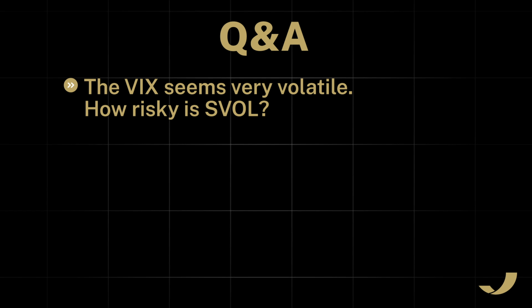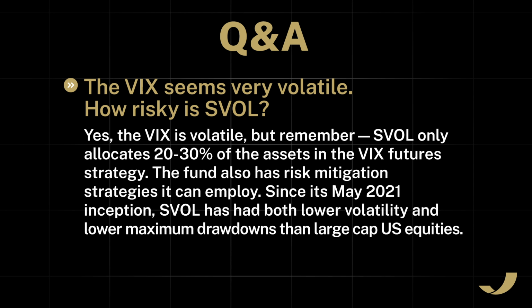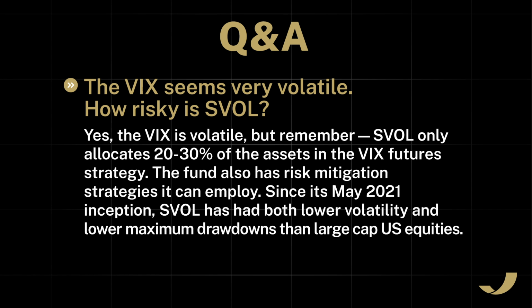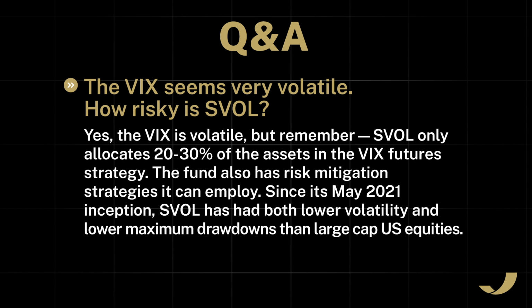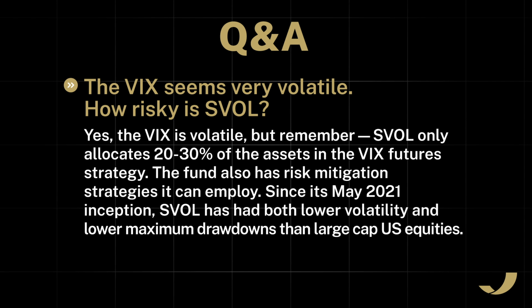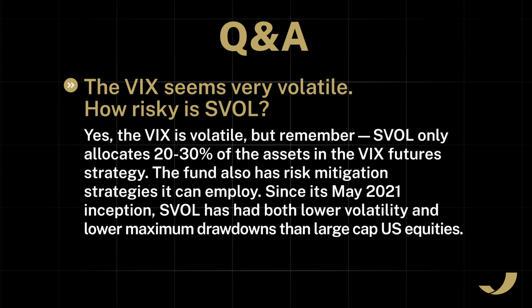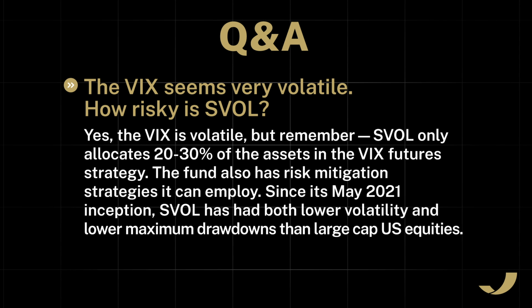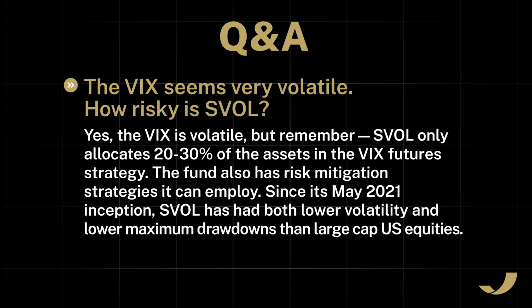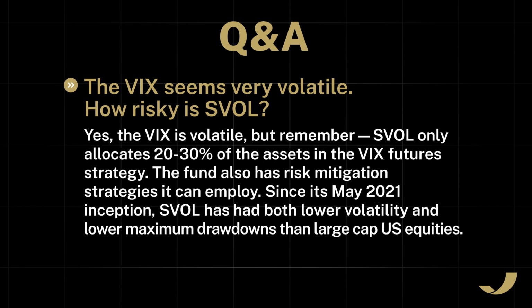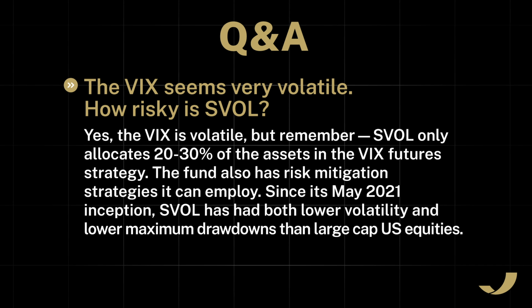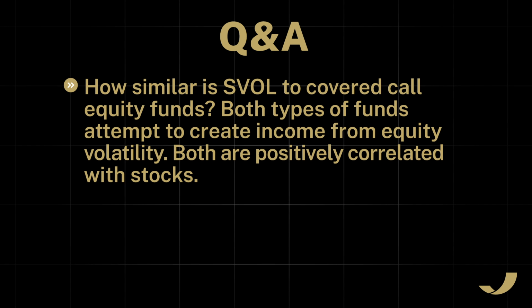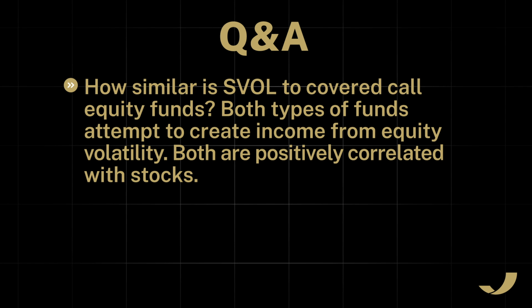The VIX seems very volatile. How risky is SVOL? Yes, the VIX is volatile, but remember, SVOL only allocates 20 to 30% of the assets in the VIX futures strategy. The fund also has risk mitigation strategies it can employ. Since its May 2021 inception, SVOL has had both lower volatility and lower maximum drawdowns than large-cap U.S. equities.